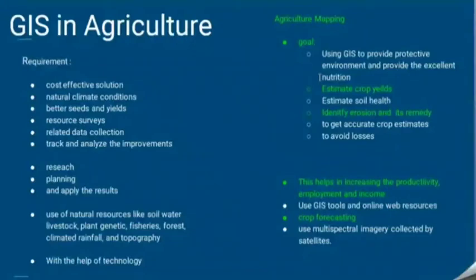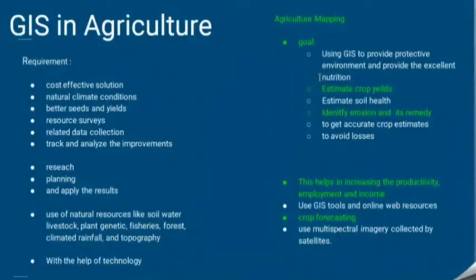To get an accurate crop estimate and avoid the losses, we need agriculture mapping. So this agriculture mapping using GIS is very good for productivity. It also provides employment, and it also increases the income of farmers.